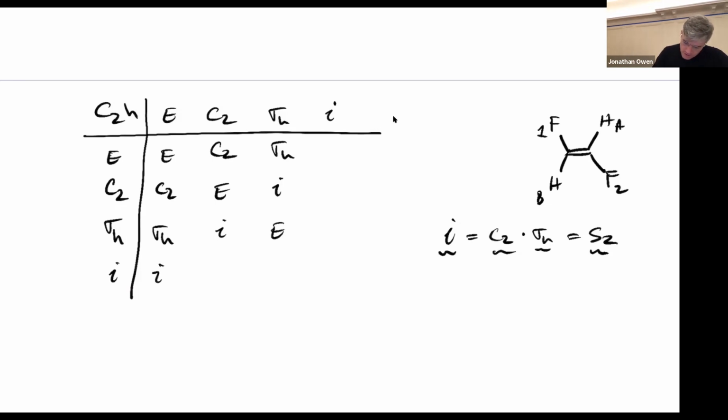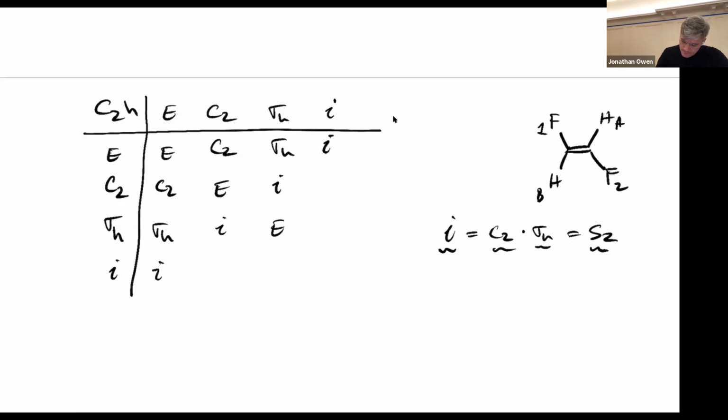And we know E does nothing, so we can write I's in there. So let's do an inversion followed by a C2. Well, that's just going to give you a sigma H. C2 followed by inversion is going to give you a sigma H, and so on. And I followed by I is the same thing as E.